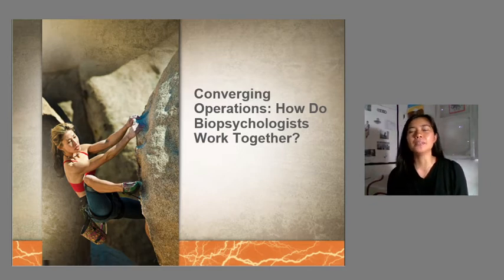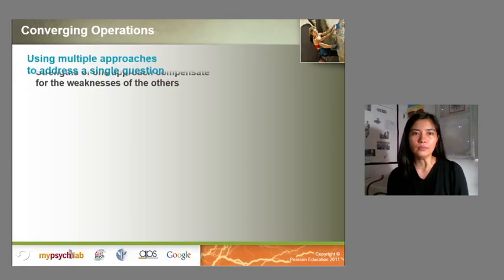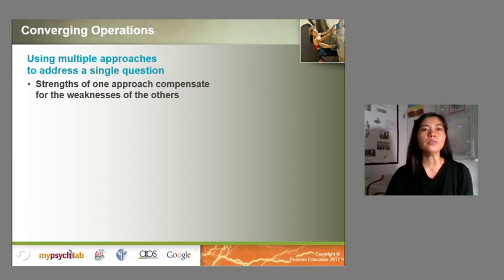Okay, now we go to the next part, which is the converging operations. So how do they work together? They use different approaches to address a single question, because we know that there are strengths and weaknesses that each of the approaches have. So one approach tends to compensate for the other's weaknesses. Alright?